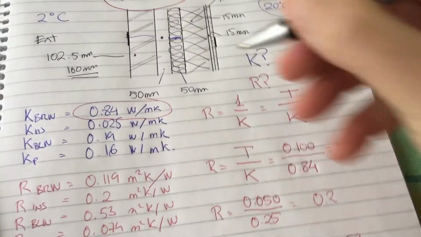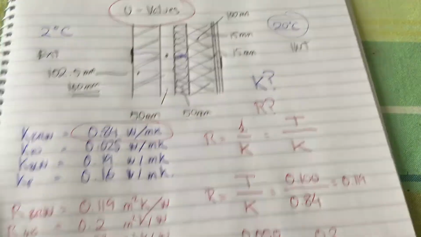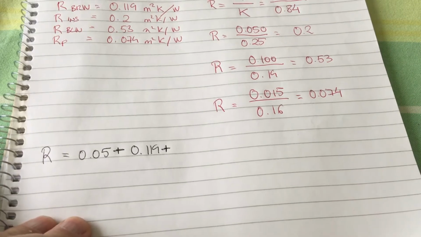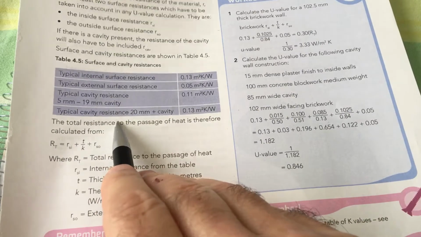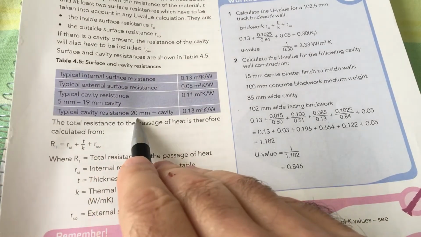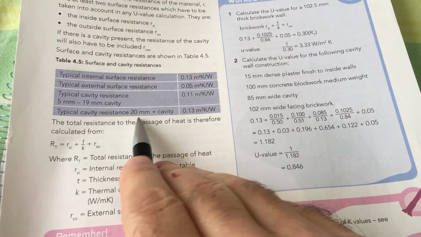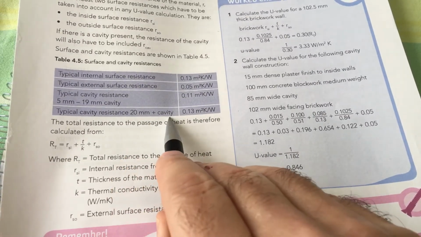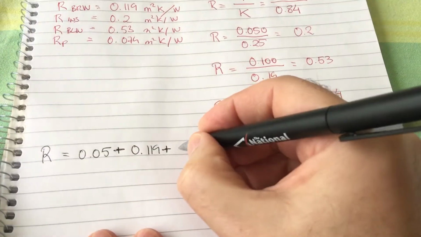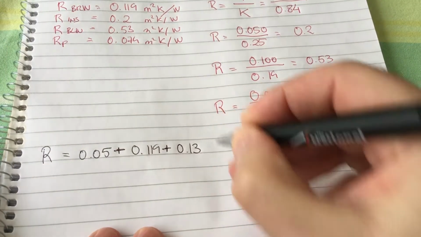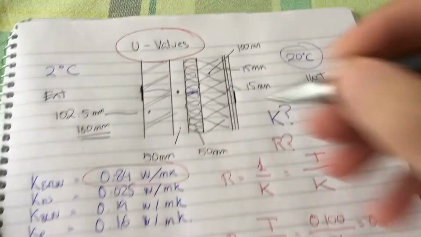Then we got the resistance for the cavity. The resistance for the cavity is given to us, and is to be found on page 125 in this table, and we have two cavity resistances, one for a thin cavity and one for a thicker cavity, and in this case it is a bigger cavity than 20 millimeters, being 50 millimeters, and then that's the value, 0.13. So I'm going to write 0.13 here, plus, and we got insulation 50 millimeters.